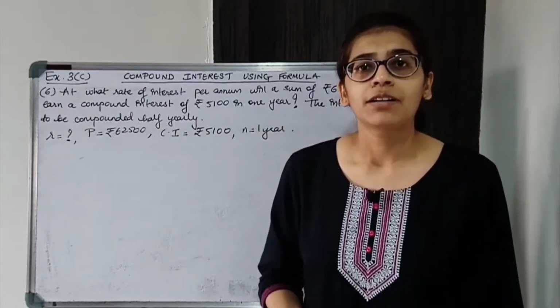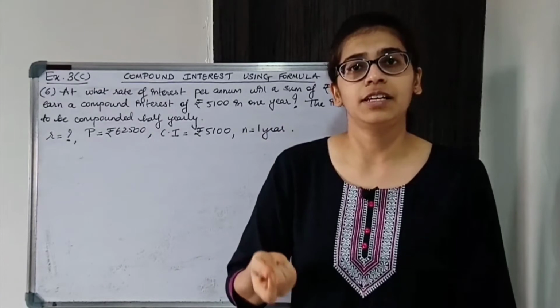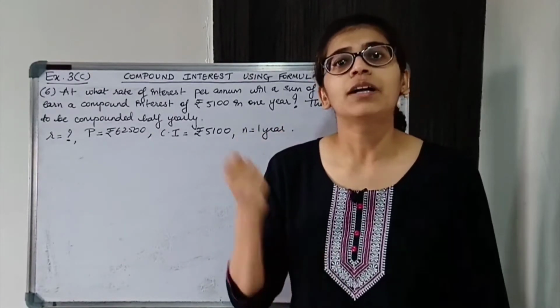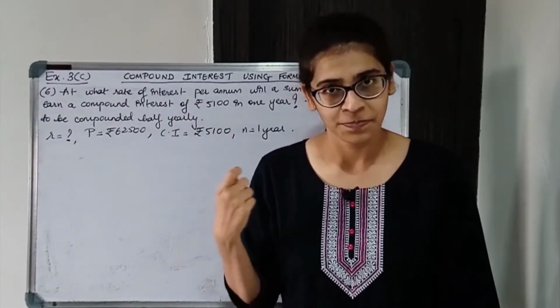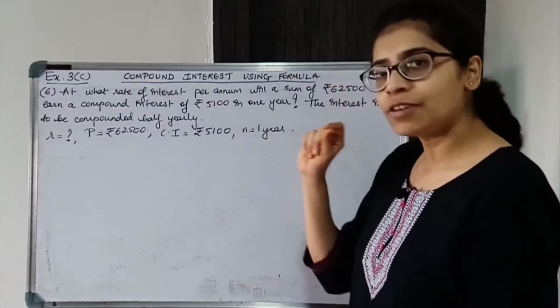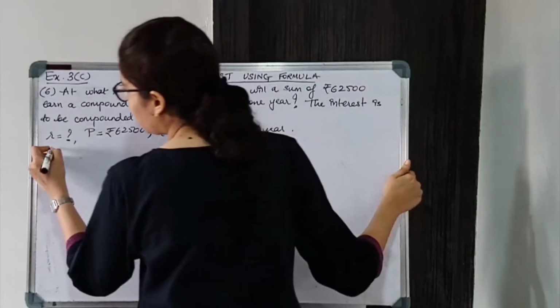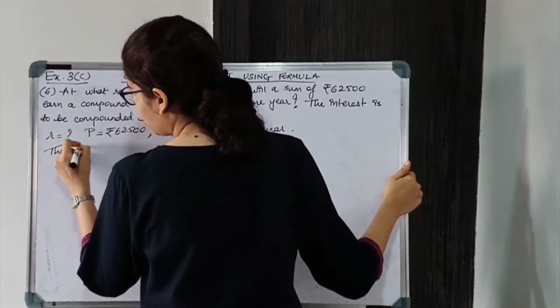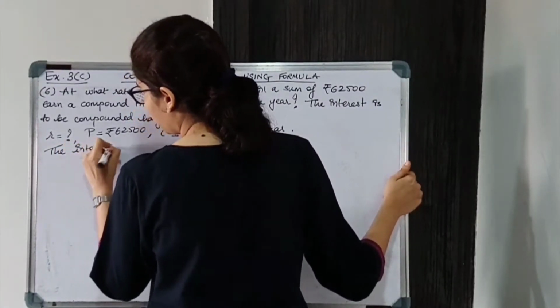This is important part. When the interest is compounded half yearly, you will divide the rate of interest by 2 and multiply number of years by 2. Okay, so the formula will be modified for amount. So write down the interest is compounded half yearly. So you will remember that you have to use modified formula.